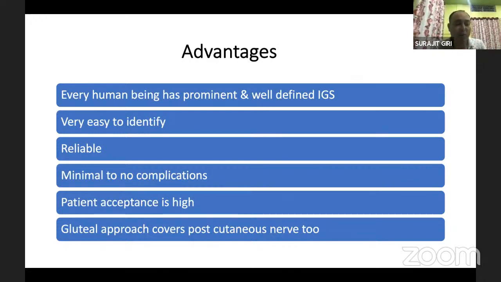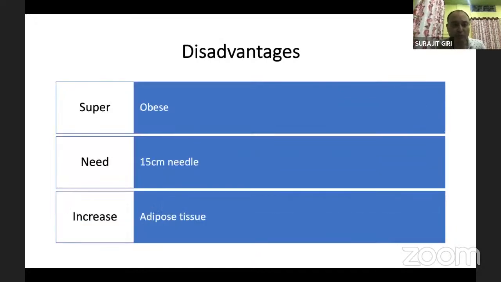Once, one patient complained of some paresthesia in the common peroneal component, and later it was found that the tight cast applied at the fibular head was the cause. Now, patient acceptance is high. Our two speakers already expressed that the gluteal approach will also cover the posterior cutaneous nerve, which is blocked simultaneously. That is why, if the surgeon is using a tourniquet, the patient will not get any discomfort.